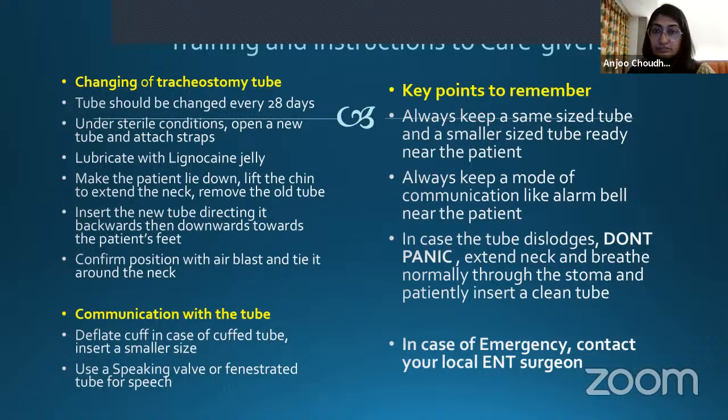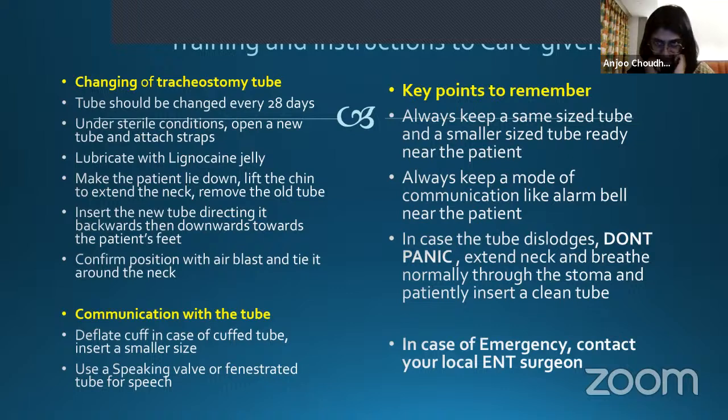In case the tube dislodges, you should not panic. Just try to extend the neck of the child. Stretch the stomal skin with your thumb and index finger as I am showing. If it's a long-term tracheostomy, the child will be able to breathe nicely through the opening. Meanwhile, you can arrange for another tube and try and insert this.